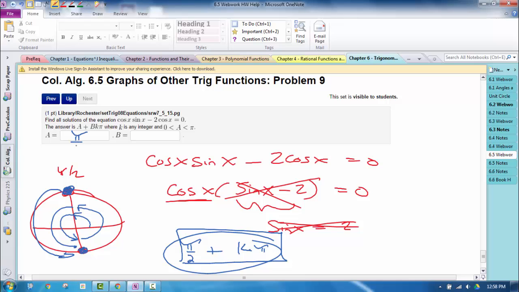So they want it to represent like this, where b in this case is 1, because a is pi over 2, b is 1, k pi.